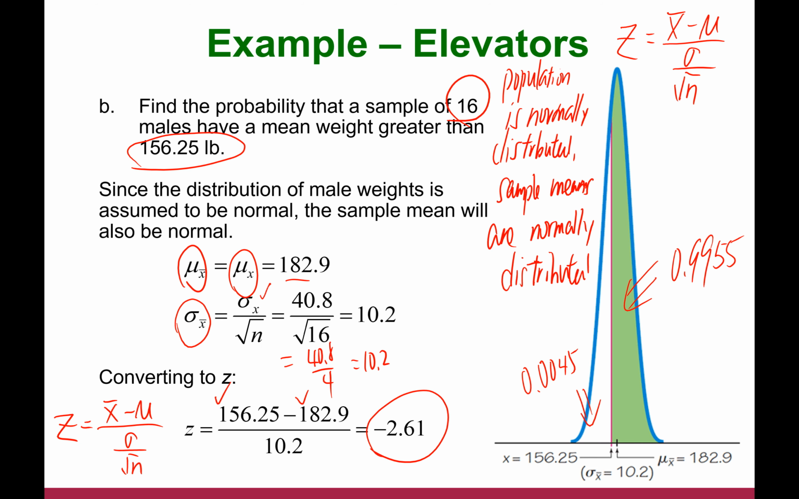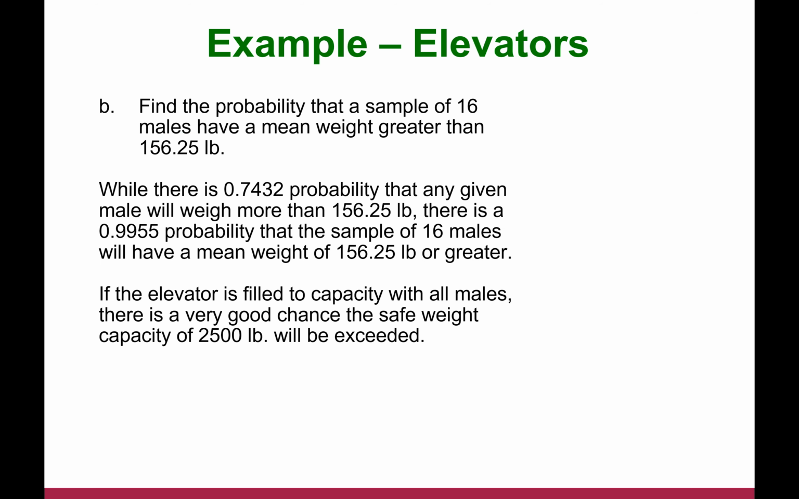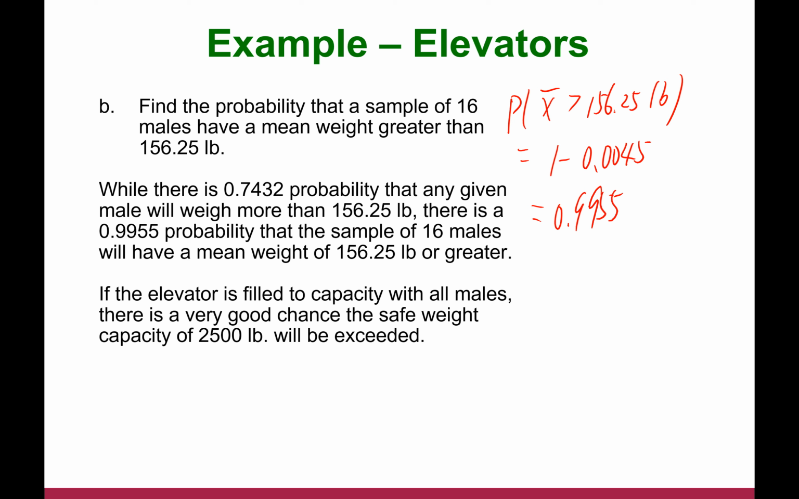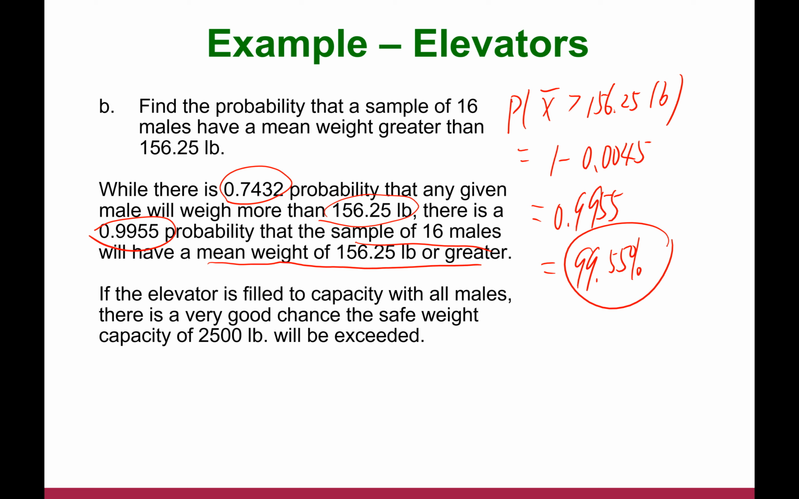That means the probability for average weight greater than 156.25 equals 1 minus 0.0045, which is 0.9955. That means this chance is a lot higher, almost like 100%. So while there's a 0.7432 probability that any given male will weigh more than 156.25 pounds, there's a 0.9955 probability that a sample of 16 males have an average weight of 156.25 pounds or greater.